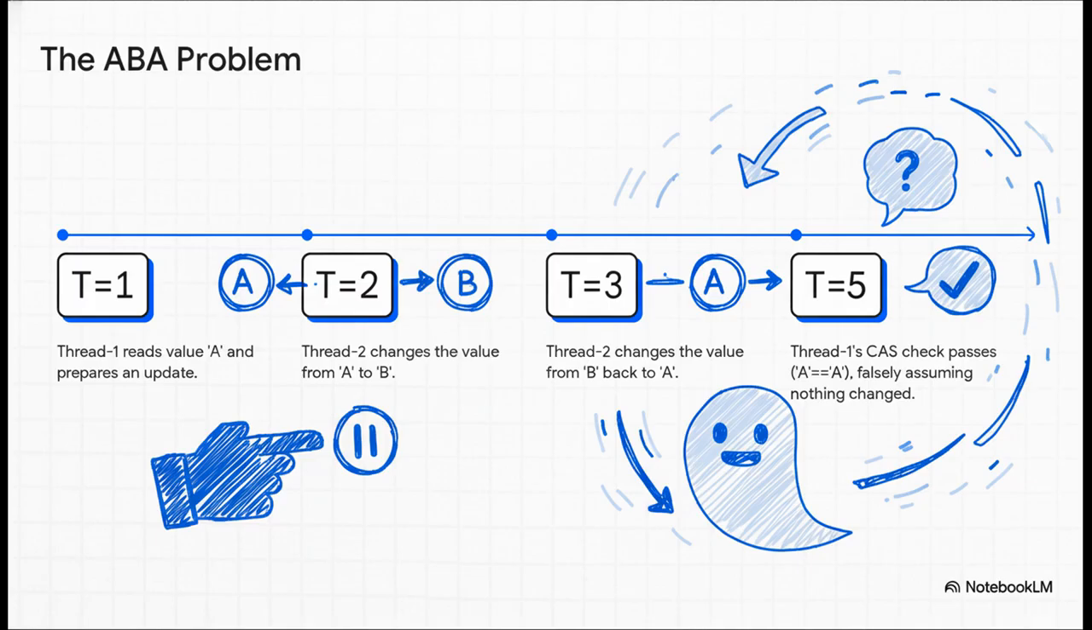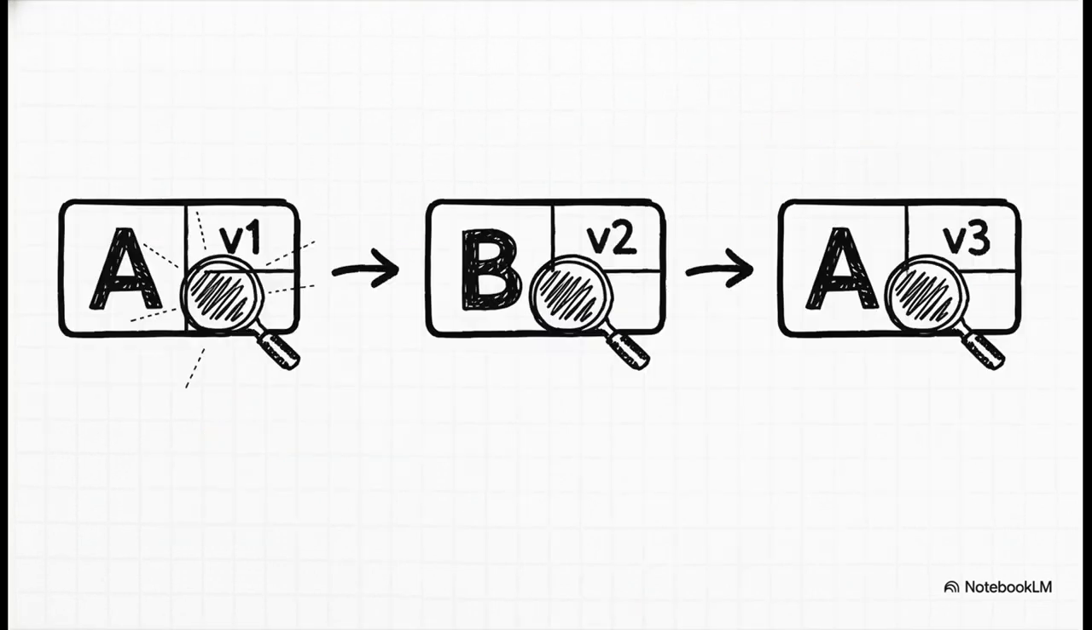At time 1, thread 1 reads a value, we'll call it A. But before it can do anything with it, it gets paused. While it's sleeping, thread 2 swoops in, changes the value from A to B, does some work, and then changes it right back to A. Now thread 1 wakes up, it goes to do its CAS check, it asks, is the current value the A I expected? And the answer is yes, the check passes, but thread 1 has absolutely no idea that the state was secretly modified and then changed back. It's been completely fooled.